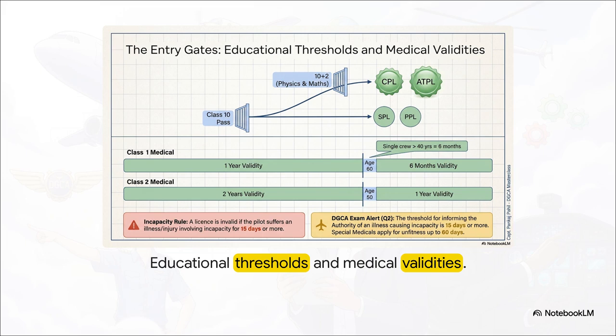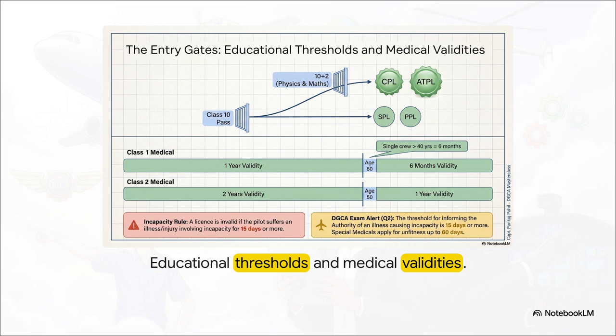First up, the concept of educational entry. If you're going for a student pilot's license or a private pilot's license, a simple Class 10 pass, that's your entry gate. Pretty straightforward. But look at the application here. The literal moment you decide to fly for a career, meaning a CPL or an ATPL, the DGCA strictly requires a 10+2 pass with physics and mathematics, no exceptions.